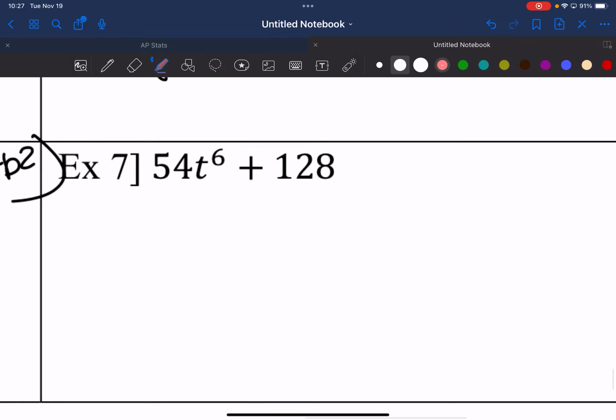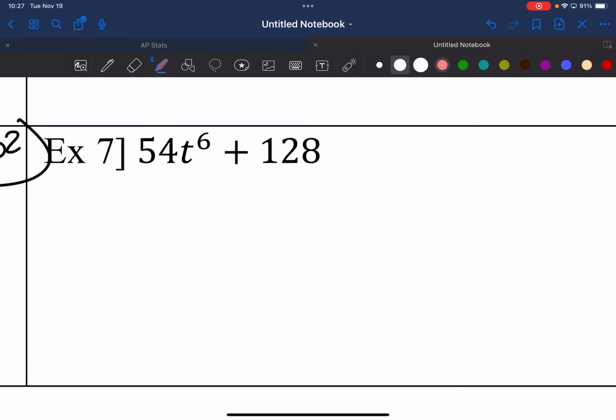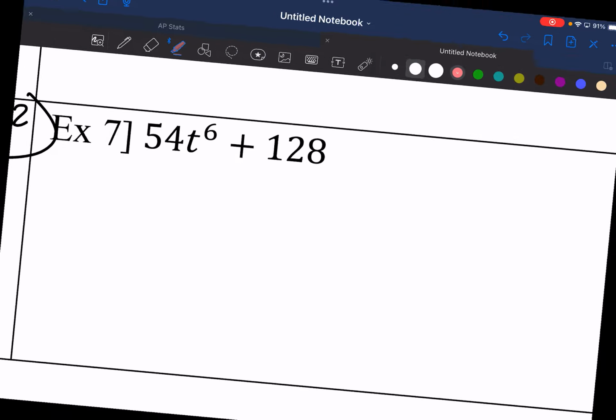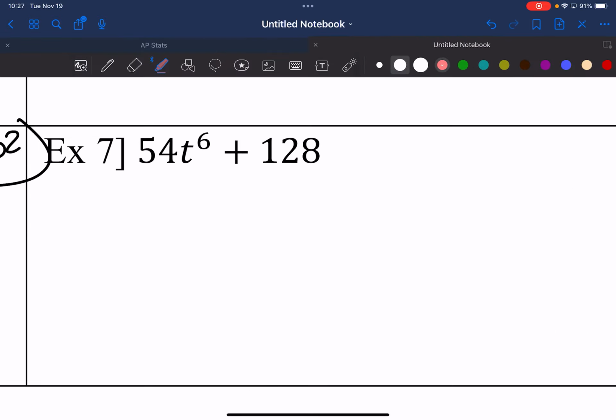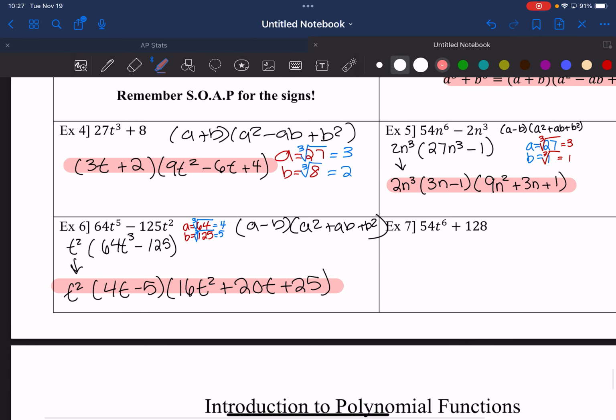Okay, for this one, can we take out a GCF? What can we take out? Can we take out anything larger than a 2? That's the question. Sorry? 6. Zooming out, yeah. No. It's just 2. Just 2, that's correct. We can only take out a 2.